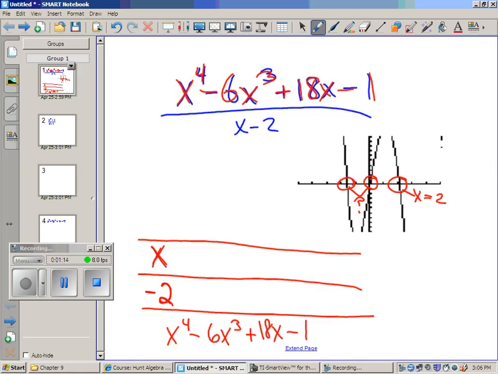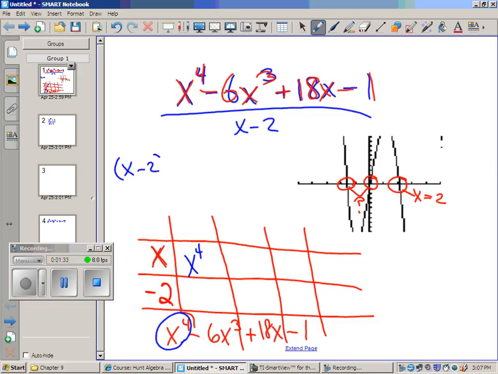I set up a chart like this, and I know that my first, I'm just going to draw on some lines here. My first number has to be this x to the fourth because that's where I start. So I'm looking for x minus 2 times what will give me the x to the fourth minus 6x cubed plus 18x minus 1. So whatever this times this is going to have to equal x to the fourth. So that means that this first spot is x to the third because that's the only thing that'll give me x to the fourth. Now I've covered that.